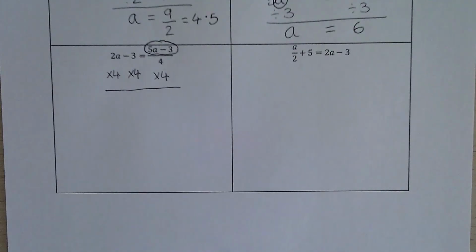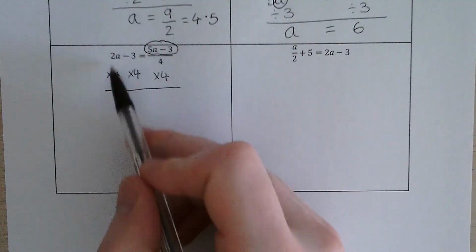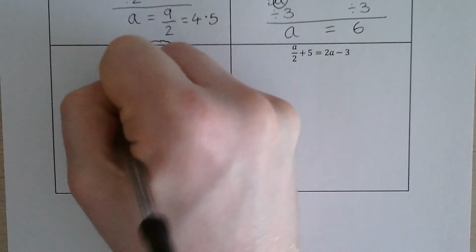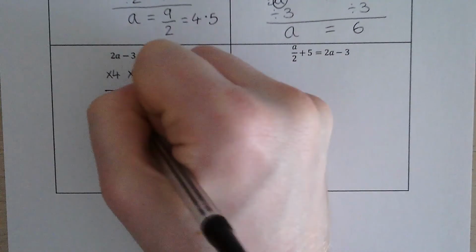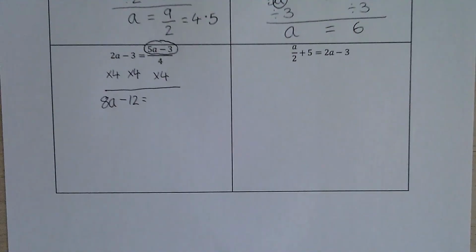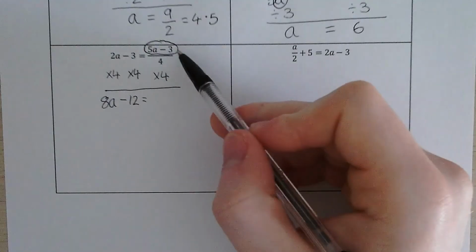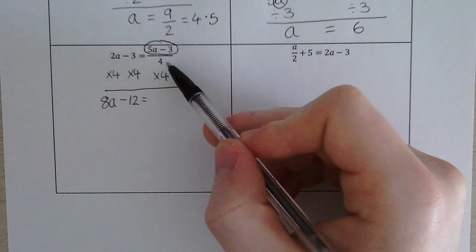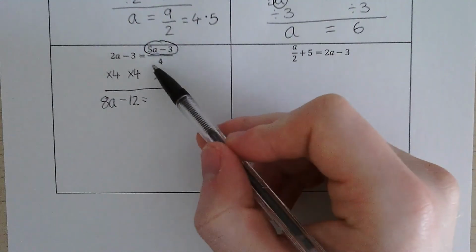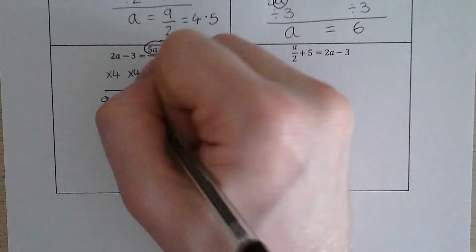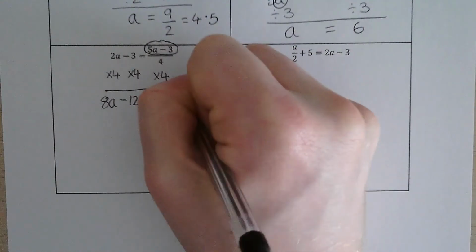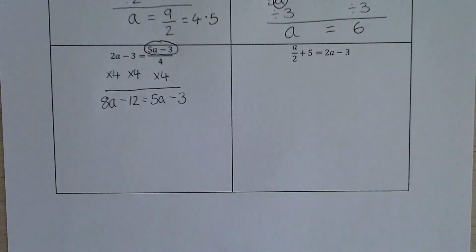So, multiplying by 4, we get 2a times 4, which is 8a, minus 3 times 4, which is minus 12. The equal sign drops down. 5a take away 3 divided by 4 times by 4. The 4's will cancel out completely, just leaving us with the numerator. So we're going to write down here 5a take away 3. We now have an equation where we have two unknowns.